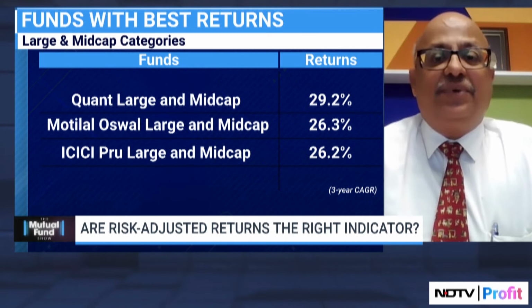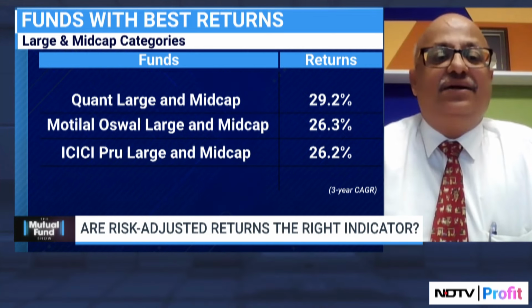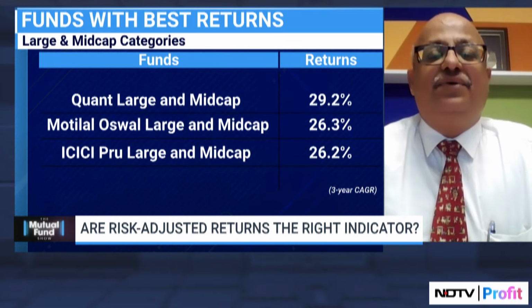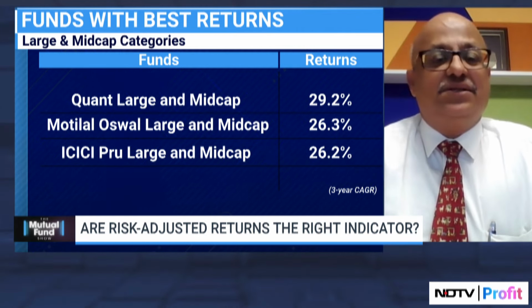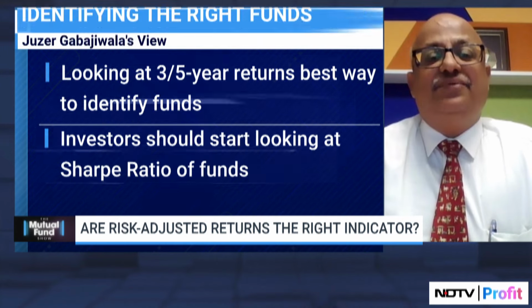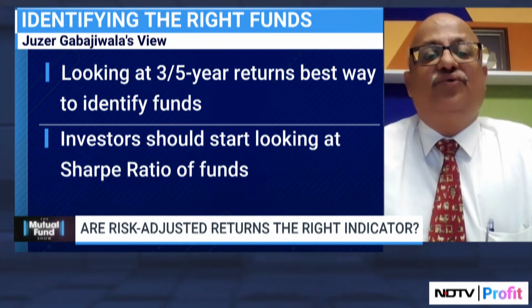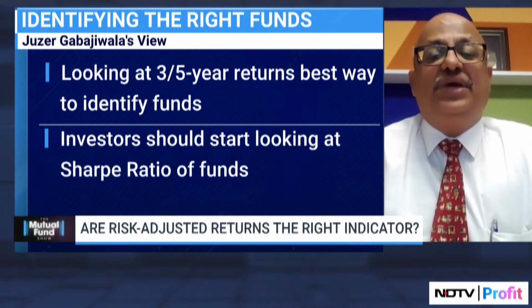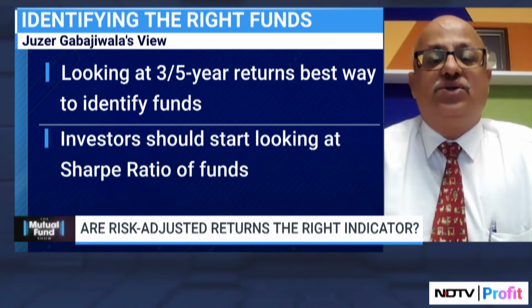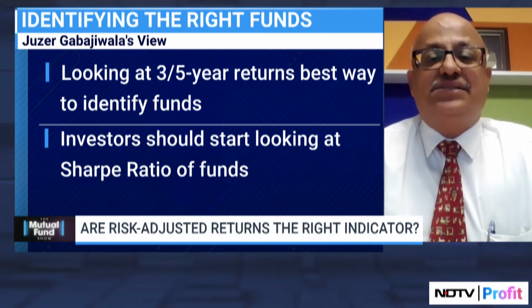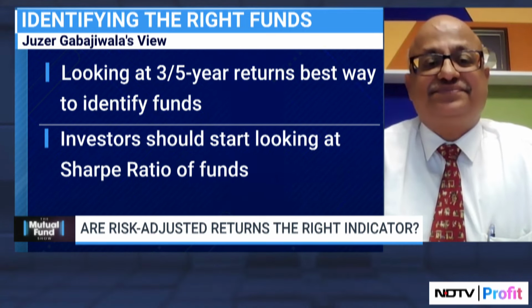And over a long run, we have seen that you always revert to the mean. So if you have a 3 to 5 year time horizon, in the short term, you may see very large returns, but over a 3 to 5 year time horizon, the investors will get more or less the same return. So it's better to look at the risk factors also while investing.